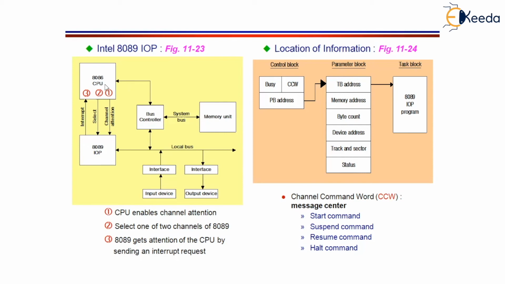Now, how the message is going to be prepared, let us have a look at. Initially, it is going to write in the control block. In the control block, there are 3 fields. One is the busy field, the second one is the channel command word, and the third one is the parameter block address. Let us understand what these are. There is a busy field. The busy field is a 1-bit field.